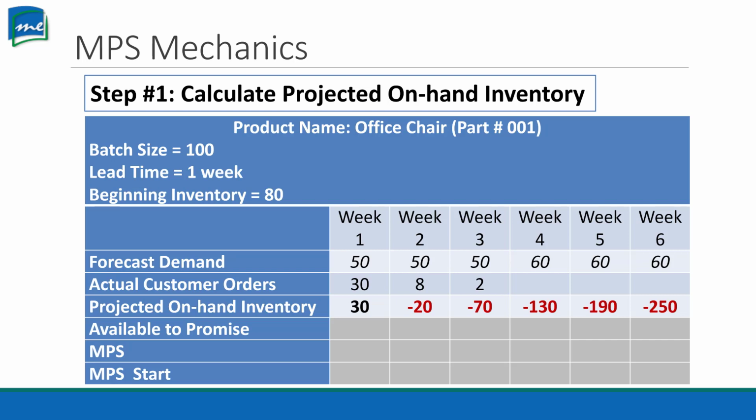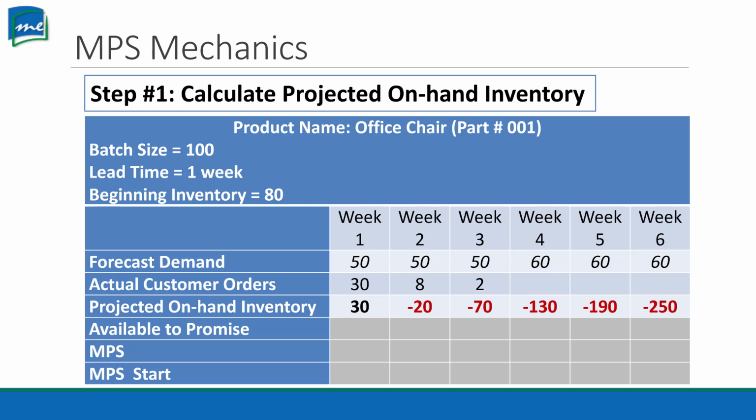So when we look at our forecasted demand, that's already been filled in. It's 50 for the first 3 weeks and then 60 for the next 3 weeks. Our actual customer orders are entered, and then our projected on-hand inventory. So our first one for week 1 is 30. So we take our beginning inventory and subtract our forecasted demand, which would leave us 30. And then we would take the 30, subtract our forecast demand, and that would give us a negative 20, which is our projected on-hand inventory at that time.